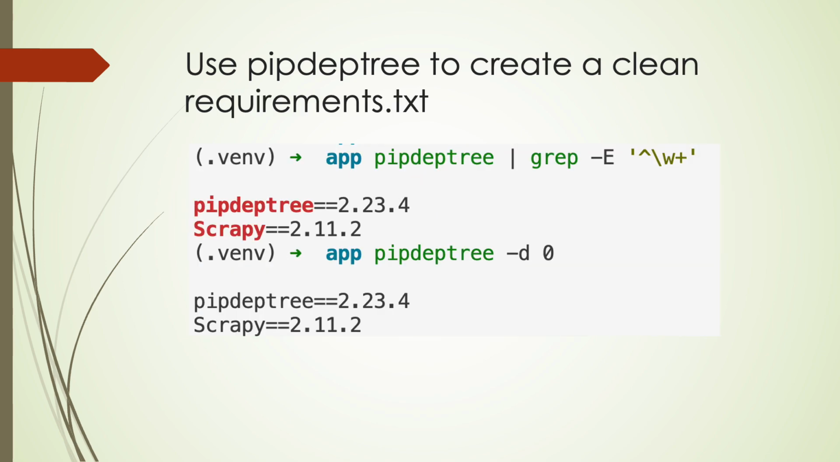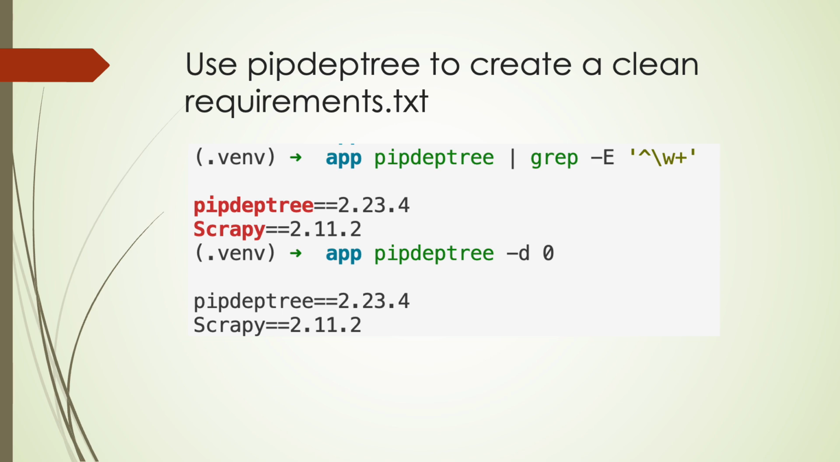As shown previously, pip freeze gives a very long list of all the packages installed in the virtual environment, which are too verbose to put in the requirements.txt file. Instead, we can use pipdeptree to create a clean requirements.txt file that only includes the top-level packages and not their dependencies. In the previous versions of pipdeptree, we need to use grep to extract the information we need.